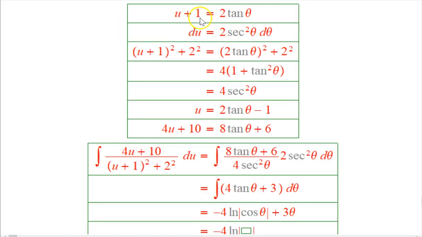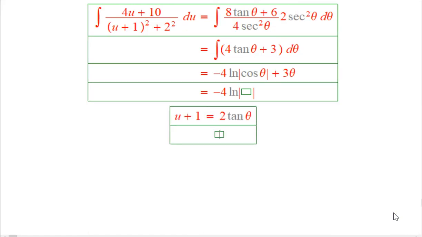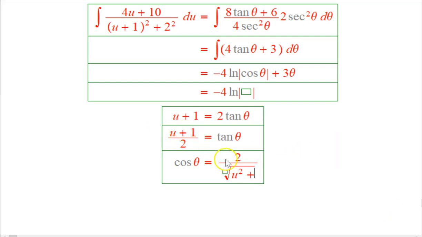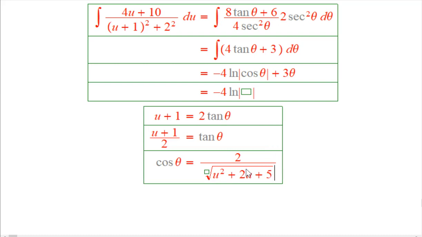Let's see. If u plus 1 is 2 tan theta, we have to make sure we get that. So another way to say that is u plus 1 over 2 is tan theta. I'm not going to draw the triangle, but that's not a bad thing to draw in this case. And cosine theta is going to be 2 over the square root of, and not surprisingly, we're going to see the quadratic we started with come in. This is u plus 1 squared plus 2 squared, which is just u squared plus 2u plus 5. Okay, so there we go.